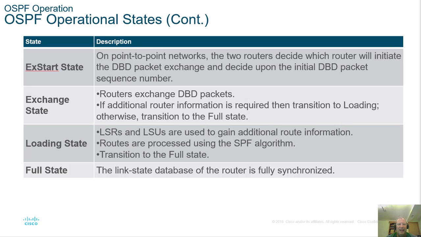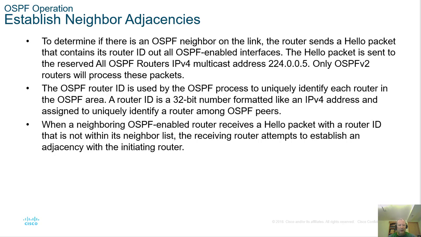The states move on into the ExStart state, where the networks decide which router will initiate the database descriptor packet exchange. So remember, when routers first start up, they're going to want to talk to each other and tell each other everything they know. That's that database descriptor packet exchange, and they're going to tell each other everything that they have. Once that's set, it's in the exchange state. Once that information is then processed by the receiving router, you're in the loading state. And in a full state, you're at full convergence, and your router knows exactly where every network within the system is. So that's pretty good.